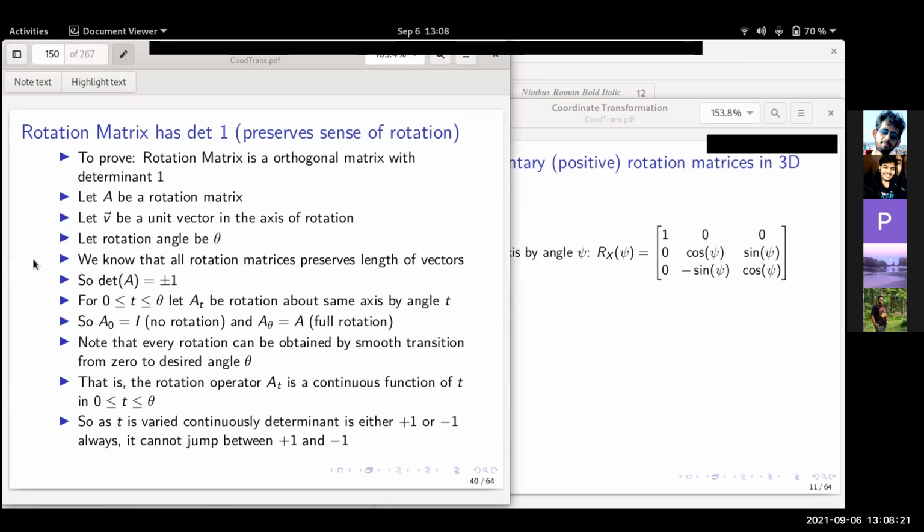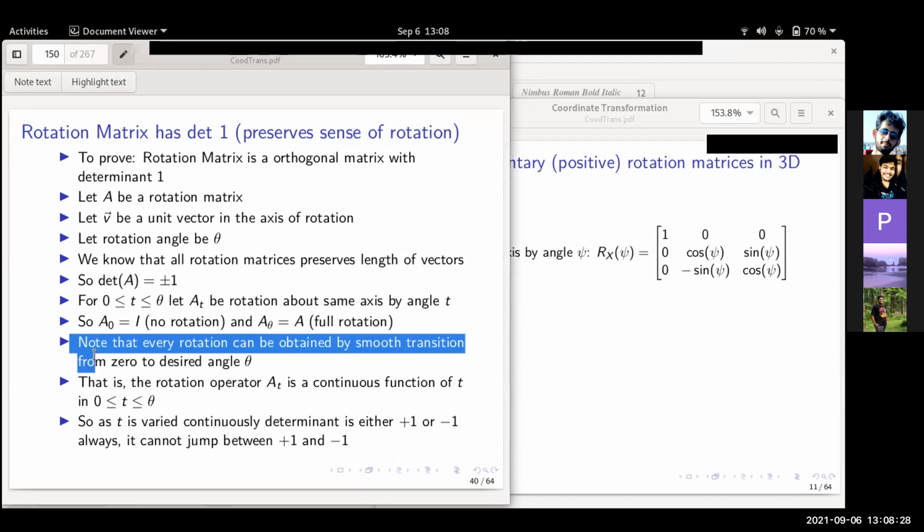+1. Okay, so the basic assumption we have made, if you know this one, is that every rotation can be obtained by smooth transition. This is our intuitive observation. From this, we can show that the determinant of a rotation matrix is +1. Any question here? No, sir. Okay.